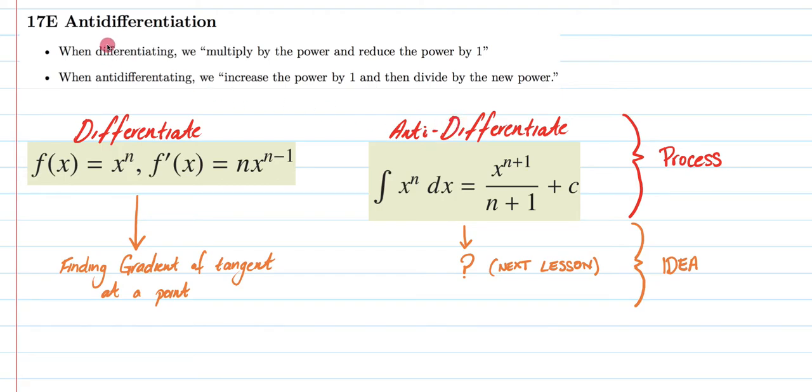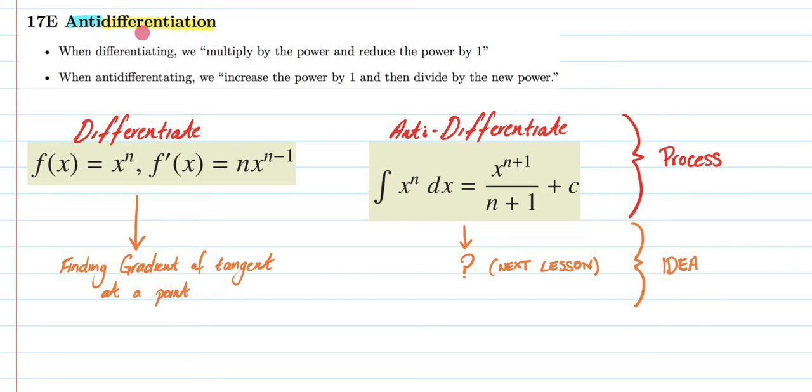Hello, Year 11s. So today we're starting a new idea. And to start off this new idea, we're going to begin to talk about anti-differentiation. And as you can see, this word anti-differentiation can be broken into two parts. We have anti and we have differentiation. So you can probably guess what we're going to be doing. We're going to be doing the opposite of differentiation.